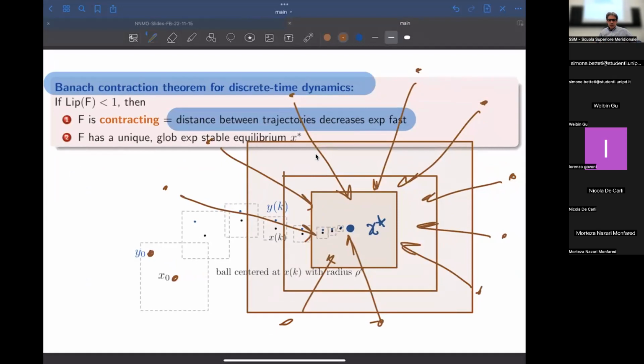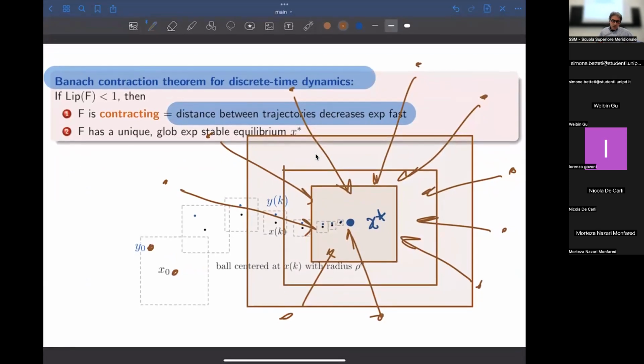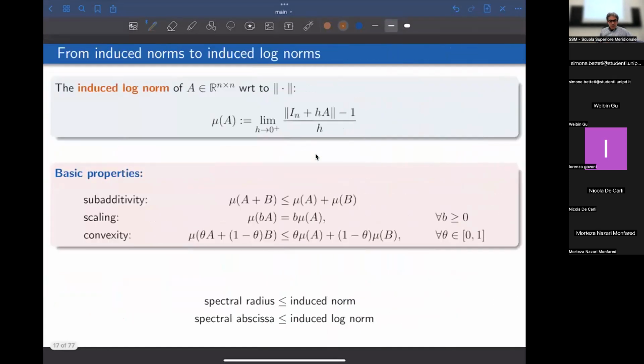Perfect. So this is a simplified statement of the Banach contraction theorem for discrete time dynamical systems. Now, I would like to make a jump and talk to you about continuous time systems, going from discrete to continuous. So I want to show you the continuous time version of the Banach contraction principle. To do that, I need a little bit of tool, a new tool. Actually, I need two new tools. Let me introduce one new tool, one at a time, of course.